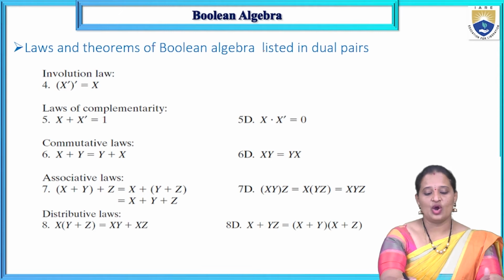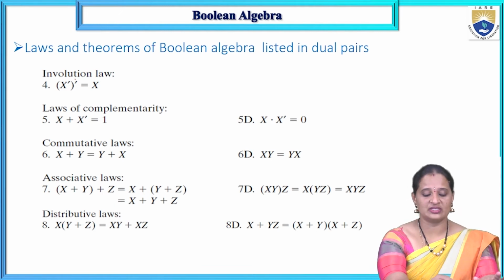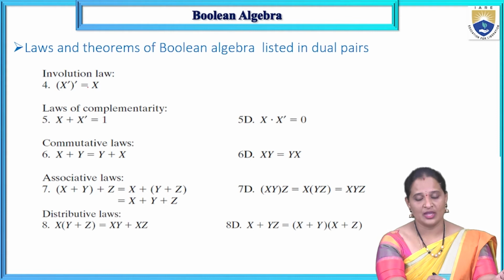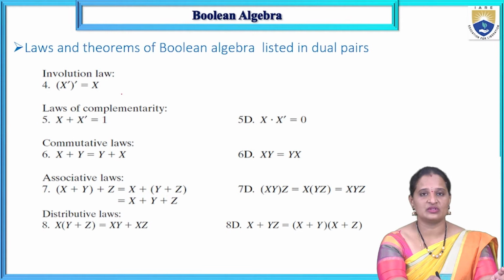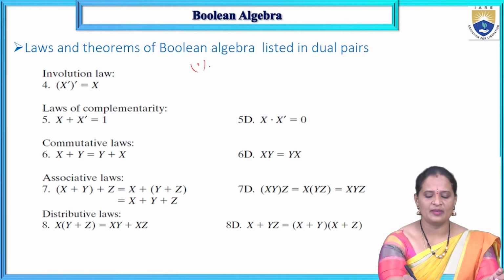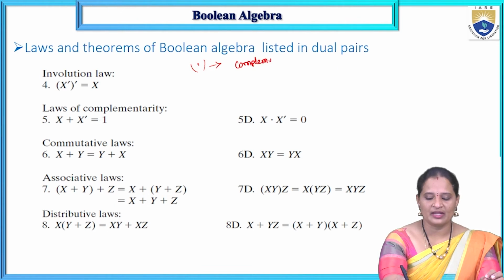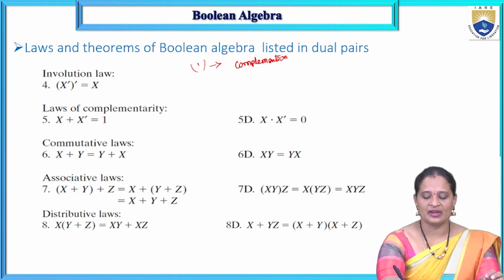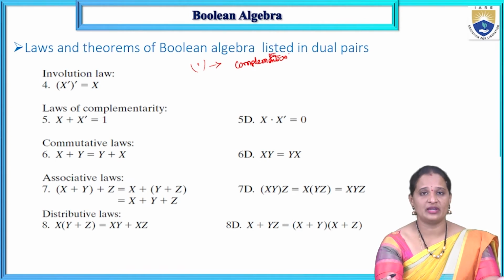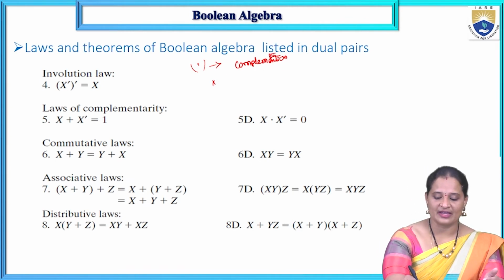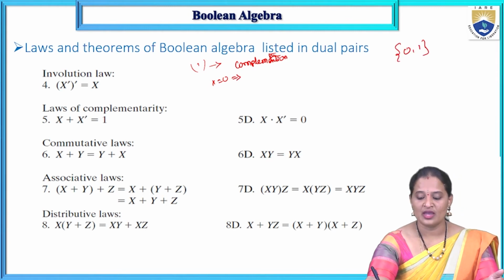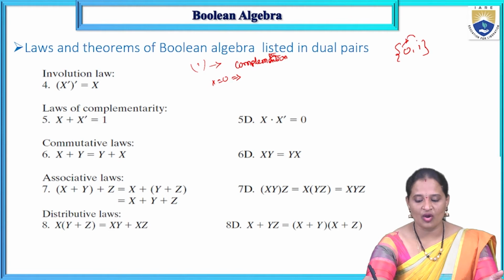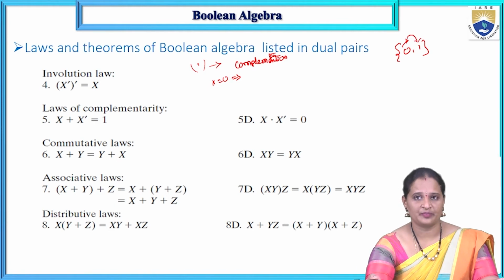Now coming to the laws and theorems of Boolean algebra, the next law is the involution law. The involution law states that x complement whole complement is equal to x. What is complement? This symbol is the complementation operator, which means it complements the variable. We have only two elements, 0 and 1. If x is not 0, then obviously it will be equal to 1.